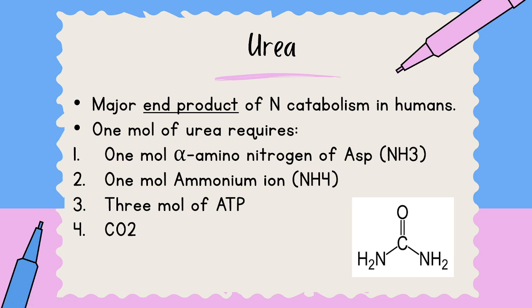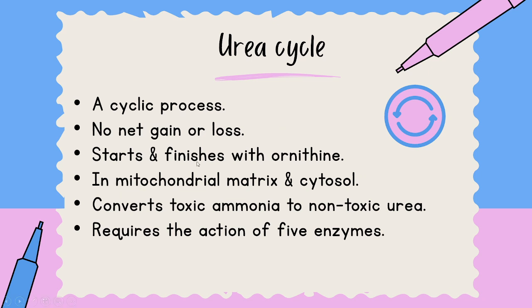That means that this is a significant process that necessitates energy production or energy consumption. The urea cycle itself, as the name implies, is a cyclic process without net gain or loss. It starts and finishes with ornithine, so ornithine is our initial substrate as well as the last product. It occurs partly in the matrix of the mitochondria and partly in the cytosol. And urea cycle, as we said, converts toxic ammonia to non-toxic urea.